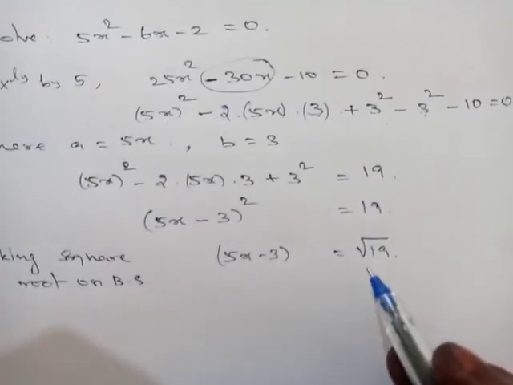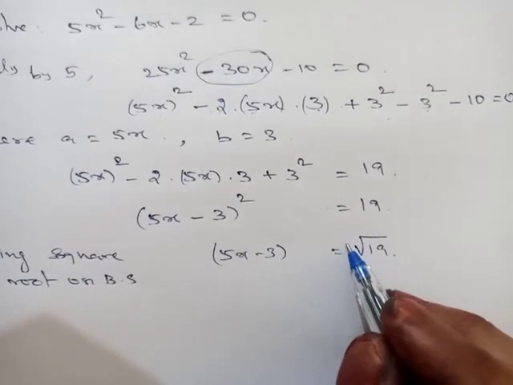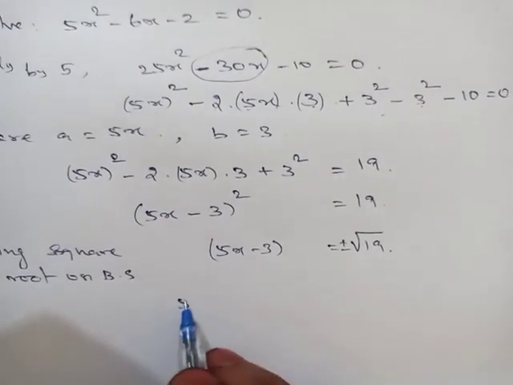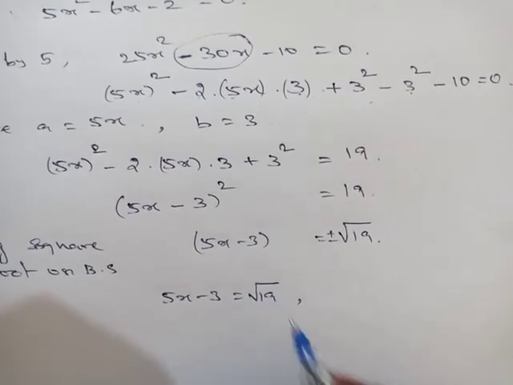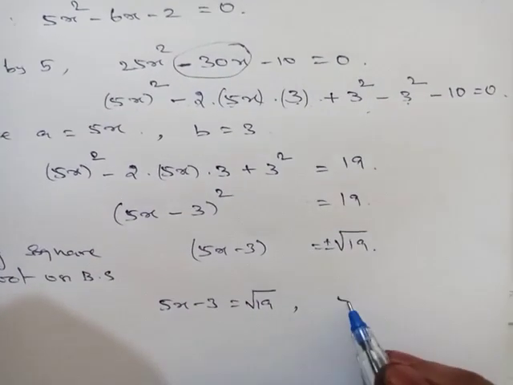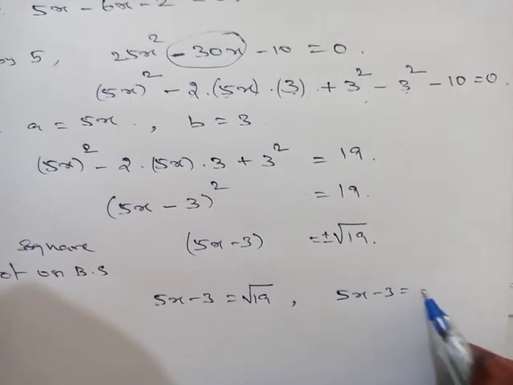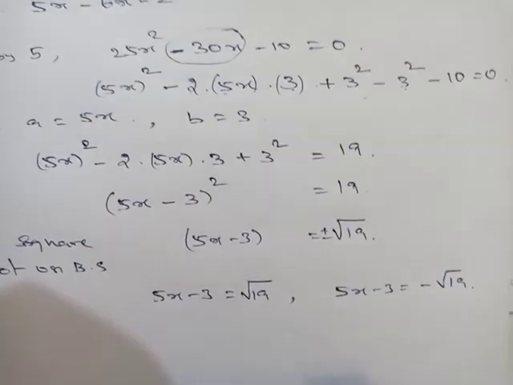That's why we will get plus or minus root of 19. So 5x minus 3 is equal to root of 19, first value. The next one, 5x minus 3 is equal to minus root of 19, second value.